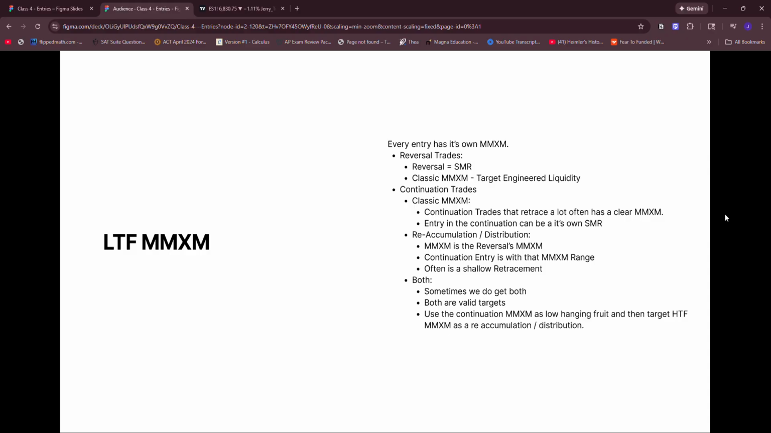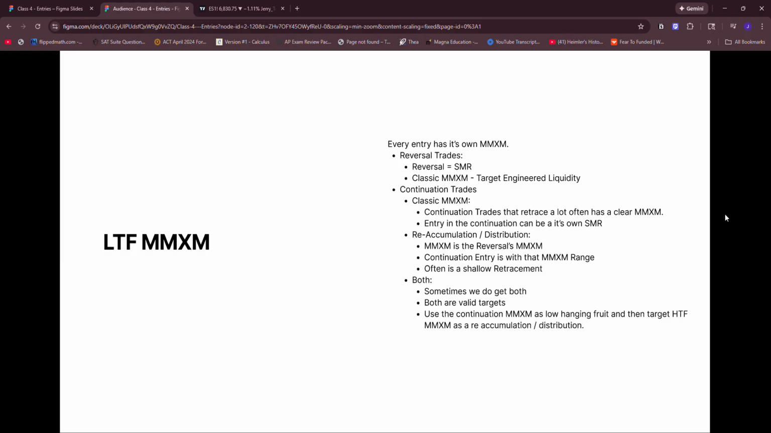And then your lower time frame market maker model, right? So this is where it gets a little confusing. I'm going to try to break this down as best as I can. In reversal trades, it's very simple, right? From a 5 minute or above higher time frame PD array into a 1 minute change in state delivery.